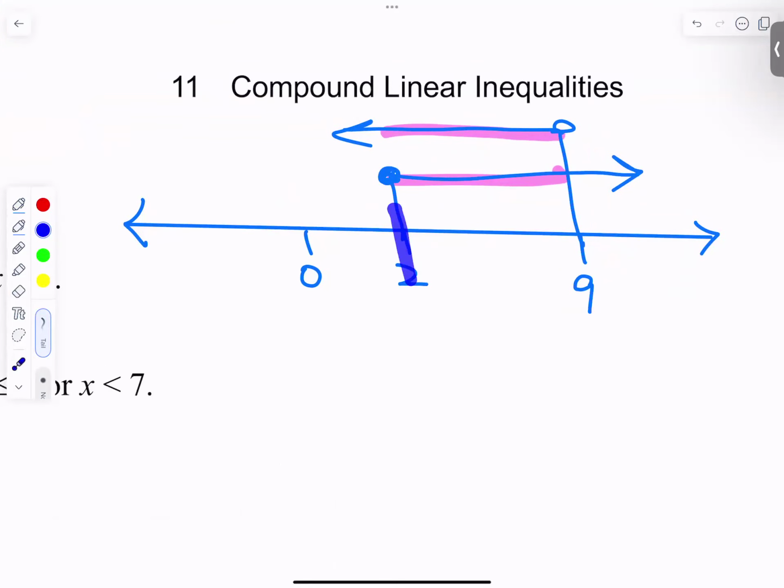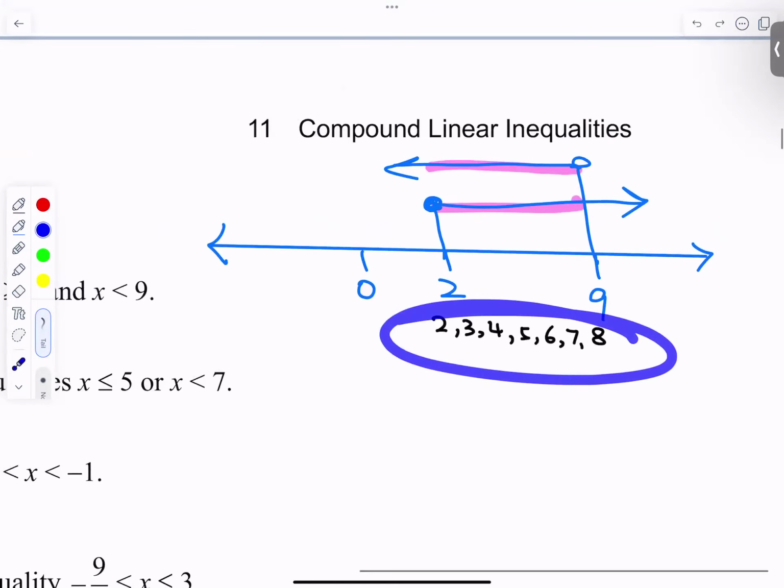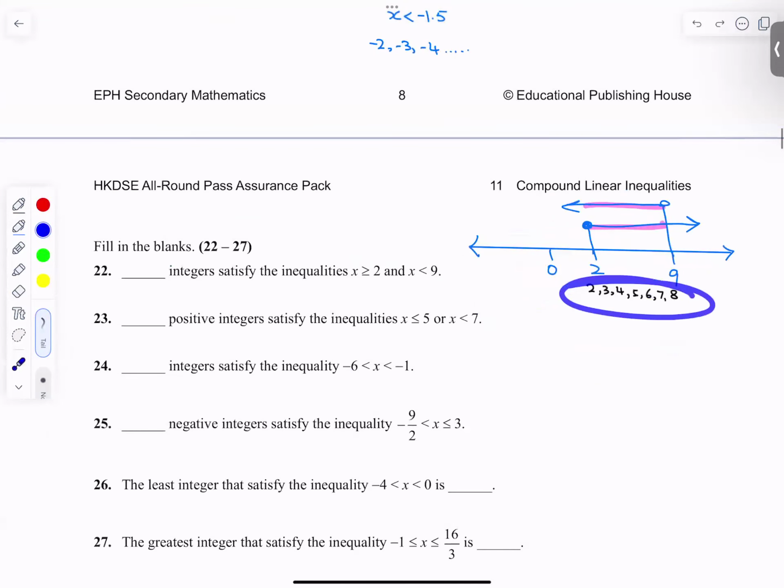Is 2 included? Yes. There's 2, 3, 4, 5, 6, 7, 8. How about 9? Ding dong, ding dong. No, no, because 9 is not included because it's empty. So 9 itself is not included. So how many integers are there? 6, 7, 7.